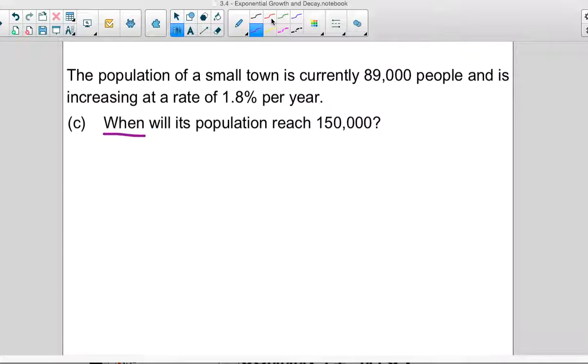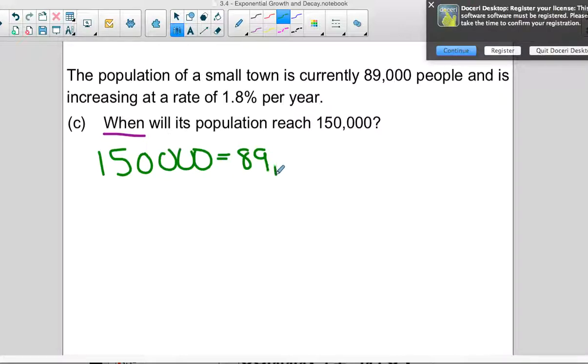So let's set it up first. So we have A of t, which is the amount. This is the same question, by the way. The question is, when will its population reach 150,000? So A of t, we want that to be 150,000. That's what we want to set it equal to. So we have 150,000 is going to be equal to the same initial amount. That hasn't changed. It's still growth, and that's never going to change. And the rate is still growing by 0.018, or 1.8%.